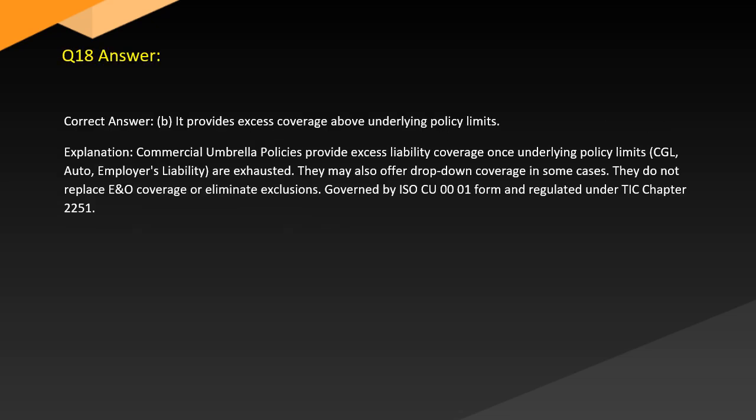Answer. Correct answer: B. It provides excess coverage above underlying policy limits. Explanation: commercial umbrella policies provide excess liability coverage once underlying policy limits (CGL, auto, employers liability) are exhausted. They may also offer drop-down coverage in some cases. They do not replace E&O coverage or eliminate exclusions. Governed by ISO CU 0001 form and regulated under TIC Chapter 20.